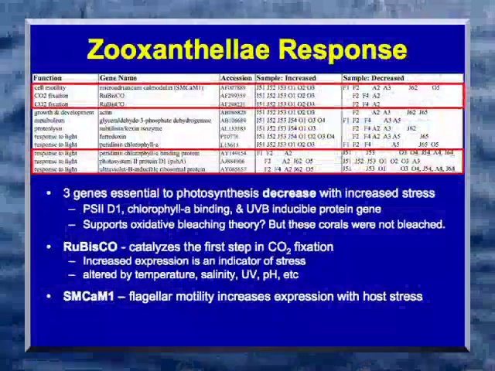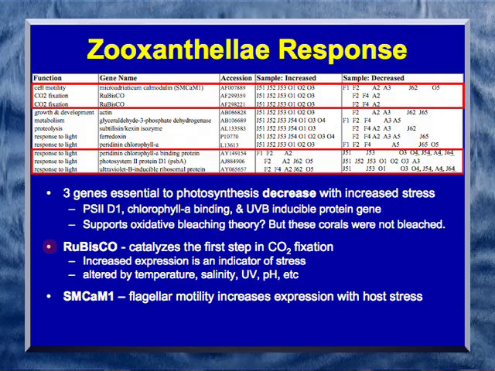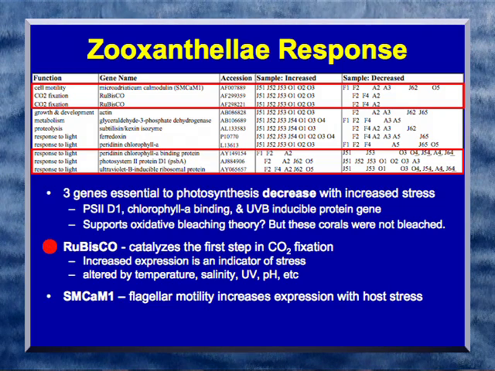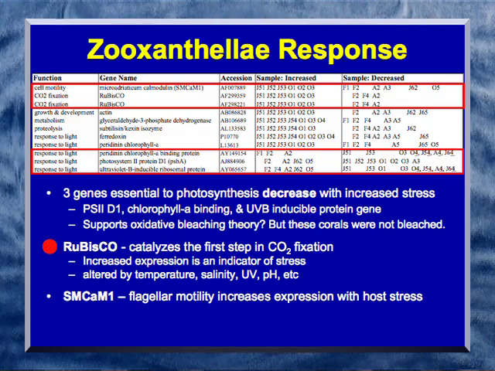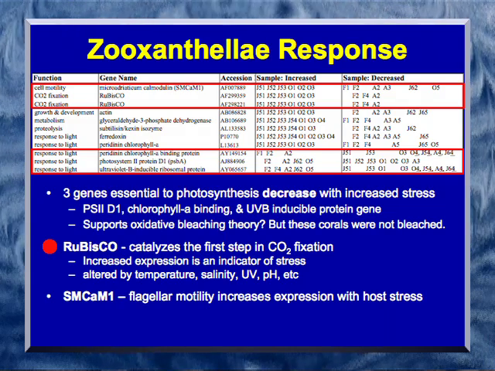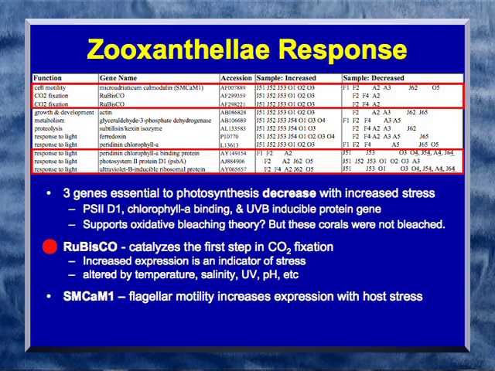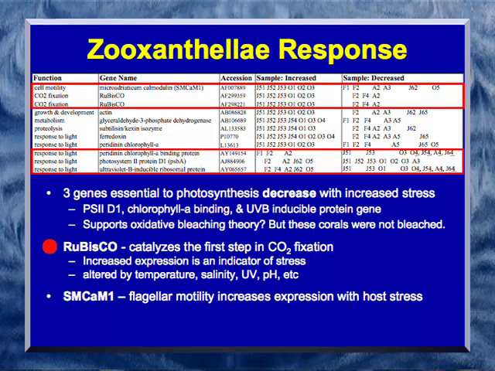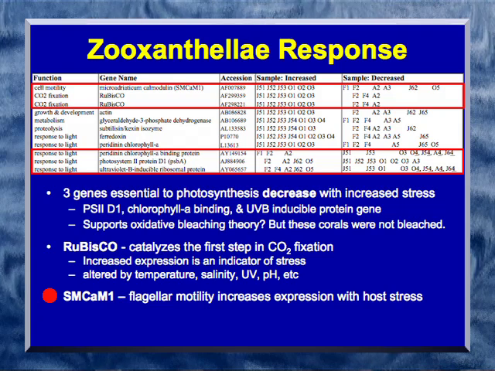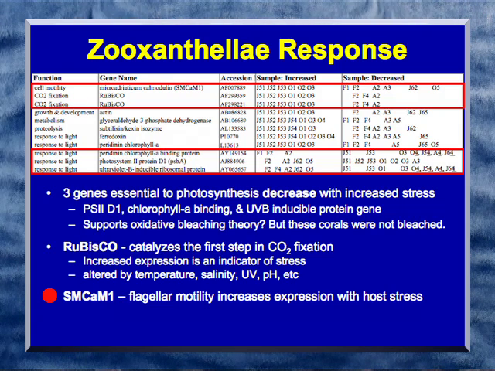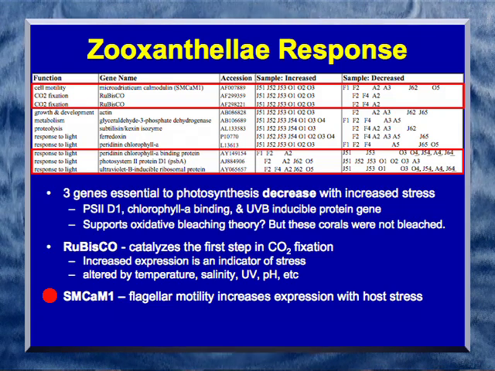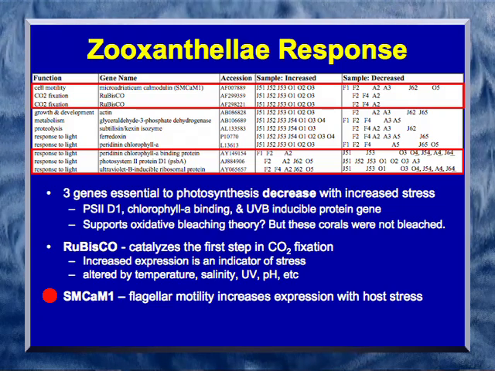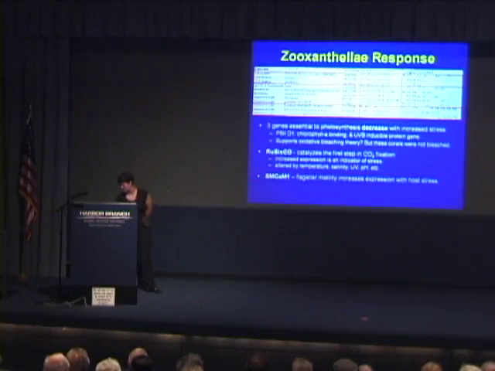production. Another gene that was turned on that's indicative of stress is rubisco. This catalyzes the first step in carbon dioxide fixation, and when it's highly upregulated, is usually an indication that plants are experiencing a level of stress, and it can be increased by multiple types of stressors. But the interesting one is the SMCAM1 gene, and this is a flagellar motility gene that increased in this experiment with host stress gene expression.